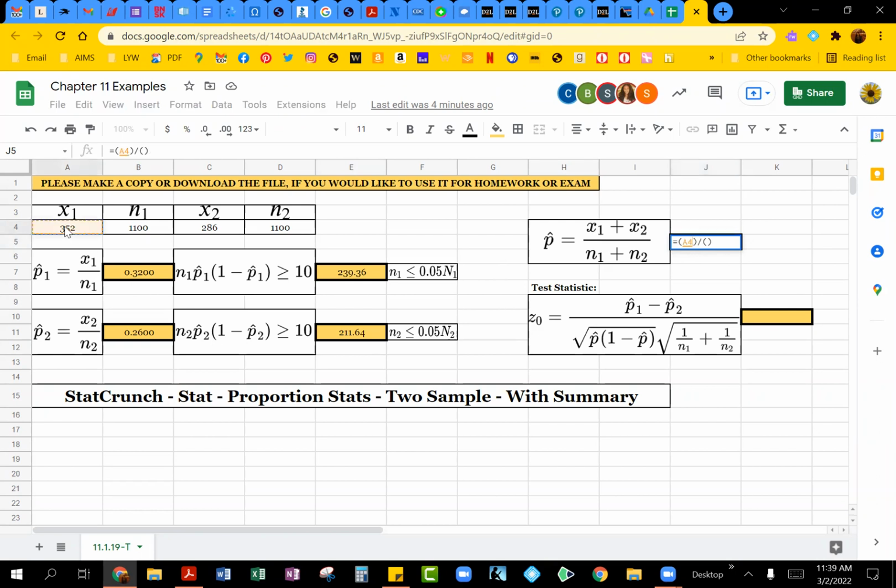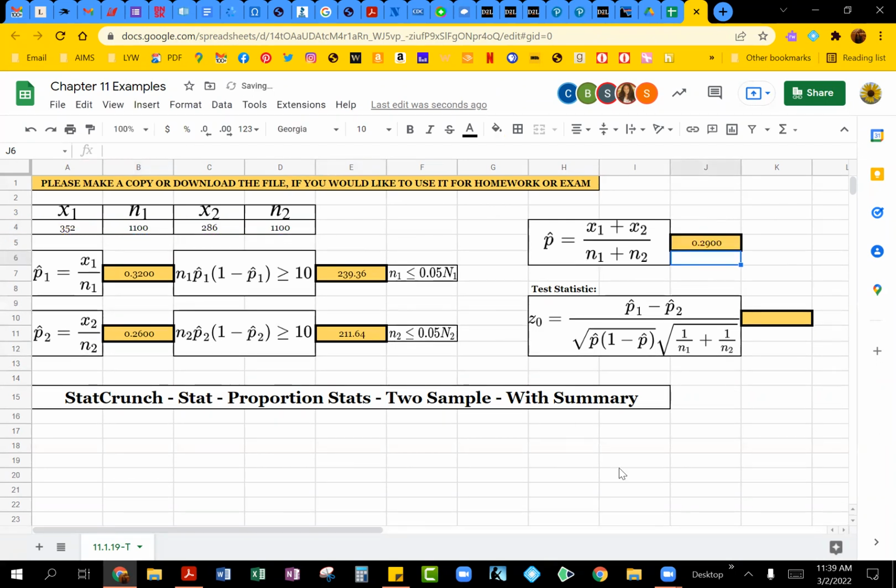So that's again right over here, x1 plus x2. And I'm just again using the cells to do that. And then for the denominator parentheses, we'll be typing in n1 plus n2. So that's going to be n1 plus n2. So this will calculate our p hat value. And now we can go ahead and calculate the test statistics.